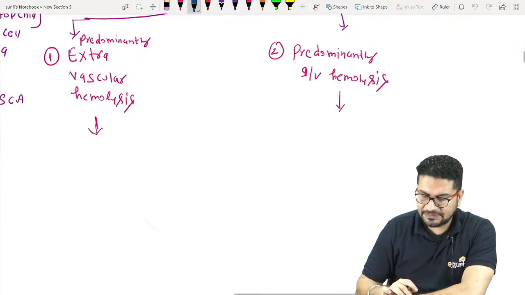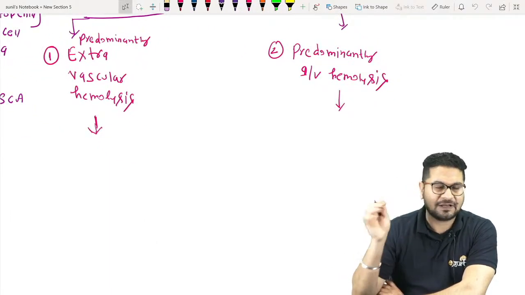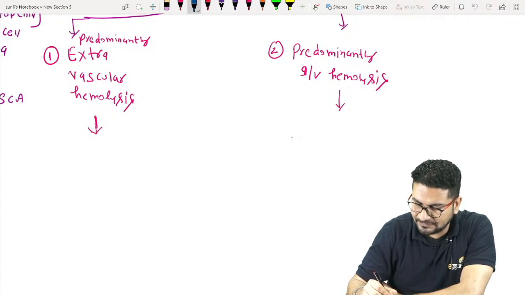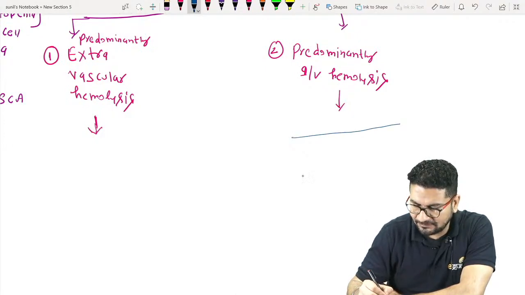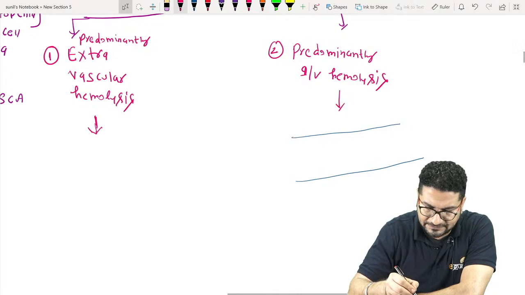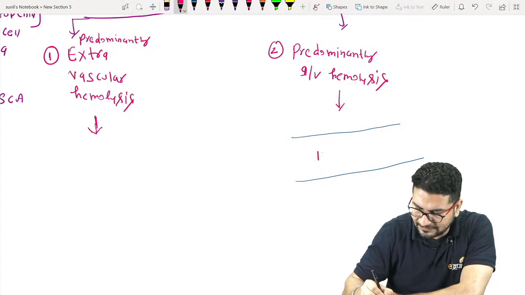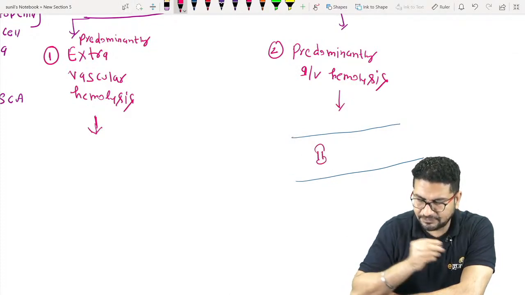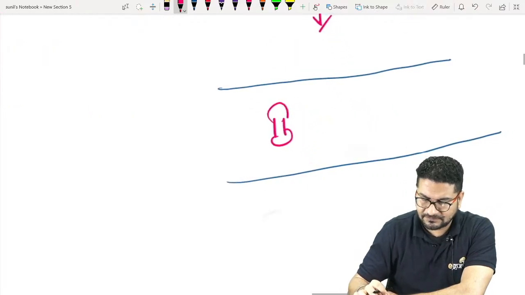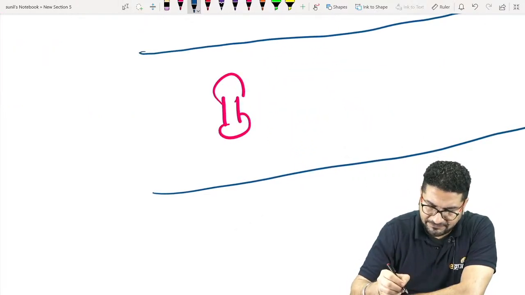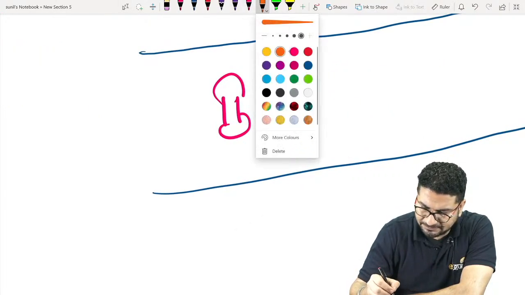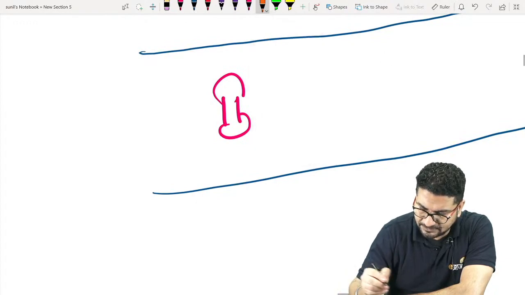So understand this very important topic, again a conceptual thing. If I say this is RBC, these RBCs are where? These are in the blood vessel. So if I say this is your blood vessel, inside the blood vessel, this dumbbell shape, these are your RBCs, right? And these RBCs have a pigment. That pigment is called hemoglobin.